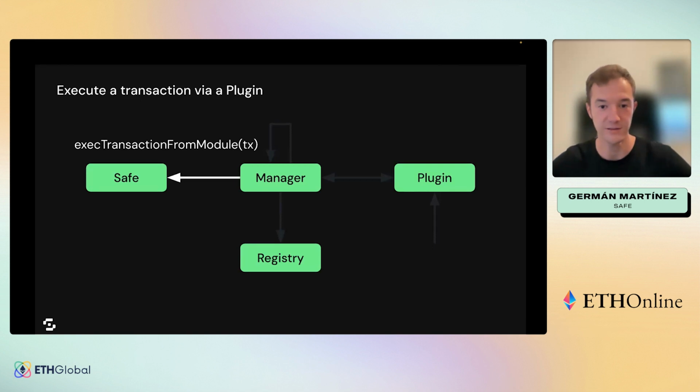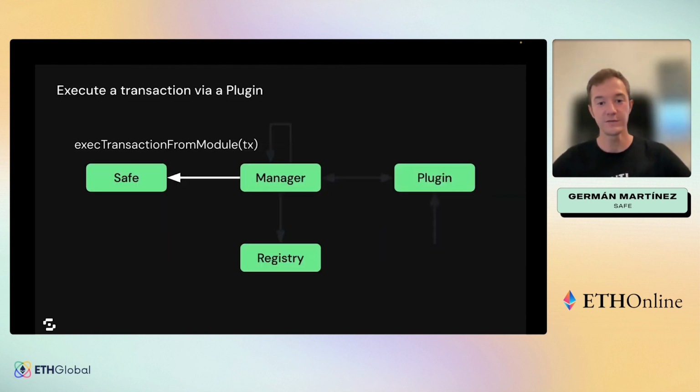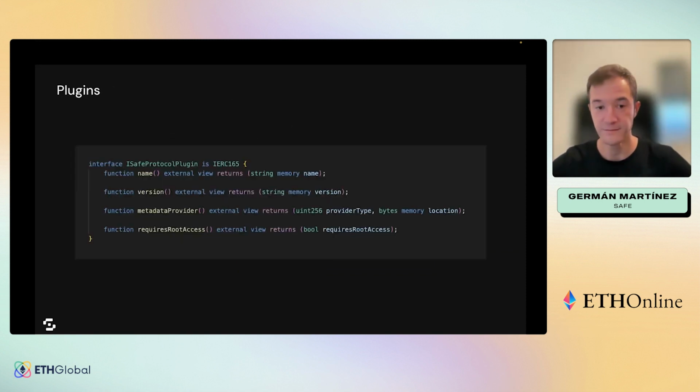Safe can execute it. This was very fast, but now we are going to cover the plugin and the manager sides a bit more in detail. So basically, for all these four components, there are interfaces that anybody can implement and deploy their own manager, their own registry. Today, we are going to see our own plugin. The interface for a plugin is simple, it's small. It has 4 functions that we need to implement: name, version, metadata provider, and requires root access.